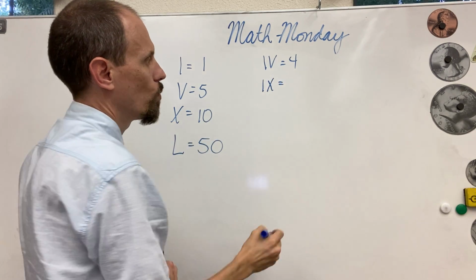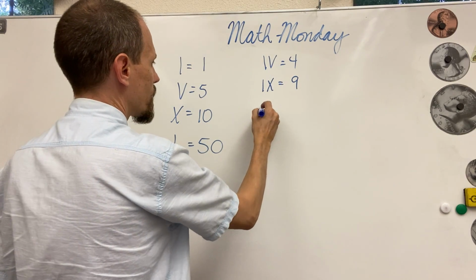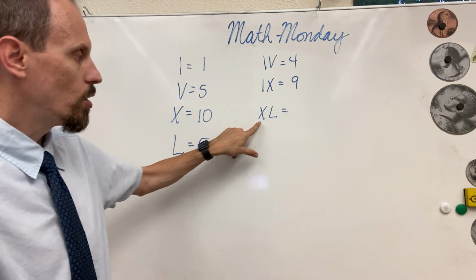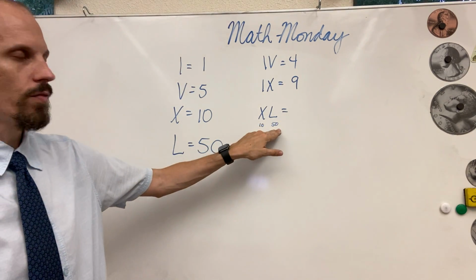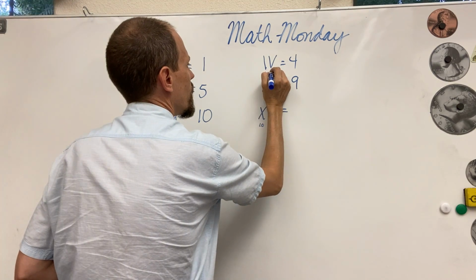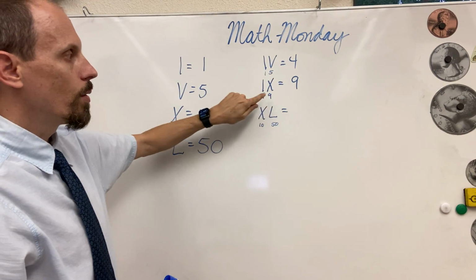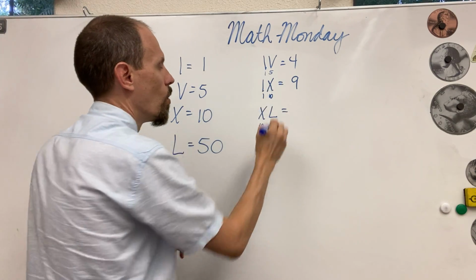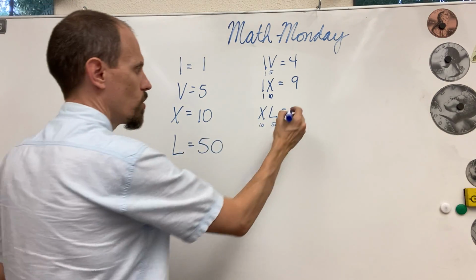IX would be what? 9. What if I had XL? What would that be? Well, you have a smaller one, you have 10 in front of 50. Which one's smaller, the 10 or the 50? Well, the 10 is smaller. So this is going to be a 1 and a 5, and this is going to be a 1 and a 10. We take 1 away from 5, that leaves 4. 1 away from 10 leaves 9. Now we take 10 away from 50, which gives us, of course, 40.